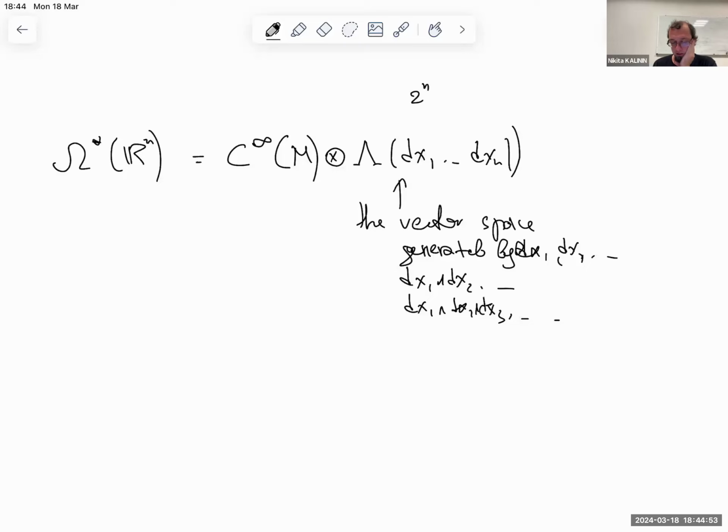Or 2 power n minus 1. No, 2 power n, right? Because we have all combinations of all subsets of dx1, ..., dxn, but also we have 1. Right? So we also have 1 here. And well, so that's our space. And then we can do it on a manifold, or we can do it in Rn. And we have the exterior derivative, and we have many things.